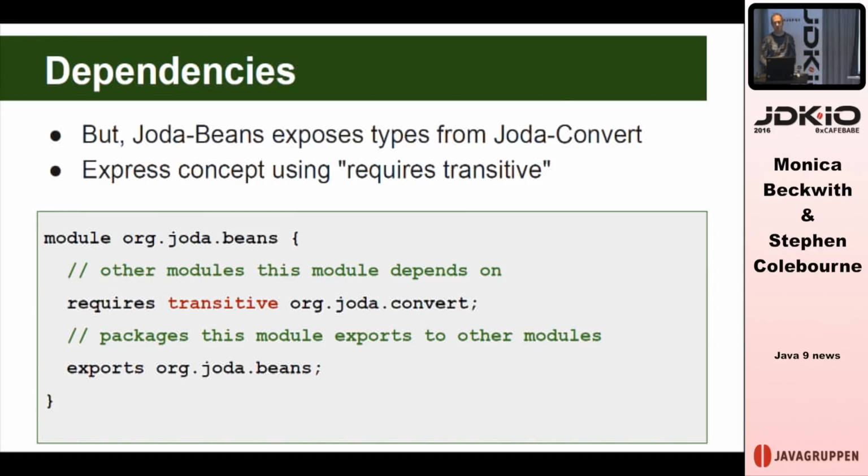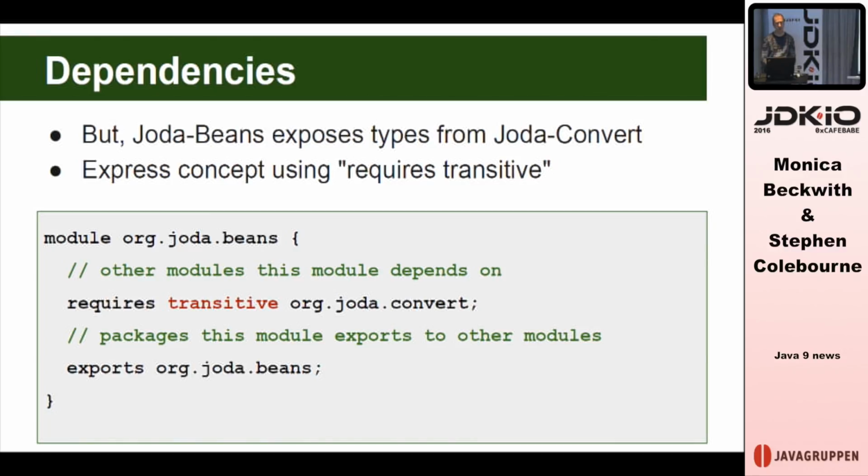Now this can cause some problems. JDBeans depends on JDConvert, we saw that earlier. But it also happens that some of the JDConvert types are used as input types in JDBeans and as return types in JDBeans. So this means that effectively you can't use JDBeans without also being able to use the public classes from JDConvert.